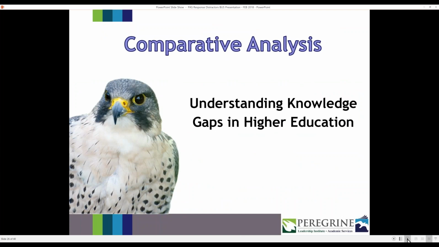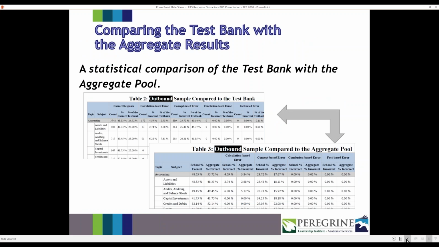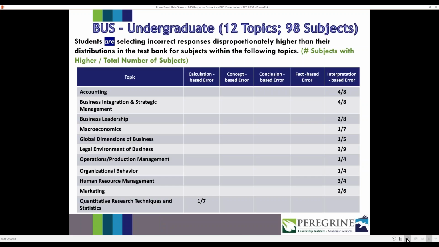So that's your response distractor report in a nutshell. Any questions so far? So I already talked about this. So we're talking about comparing the results, your school's sample results, to the aggregate pool of comparison and the test bank. So that's the two sets.